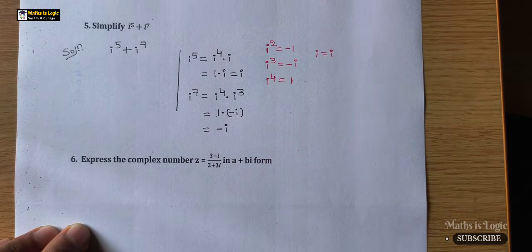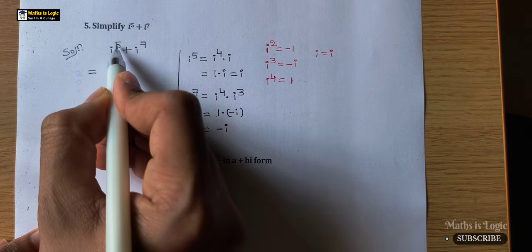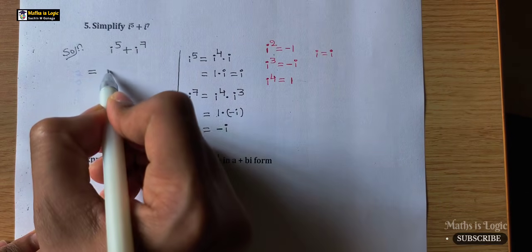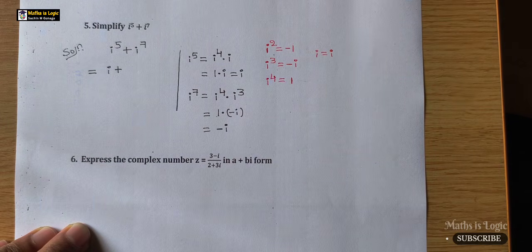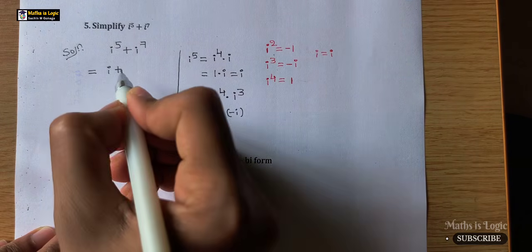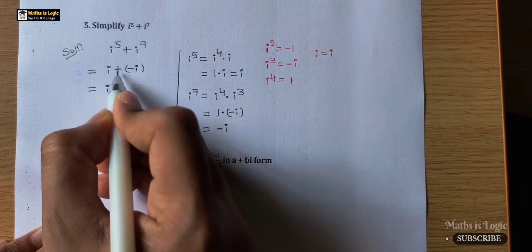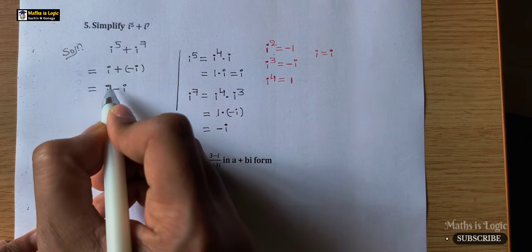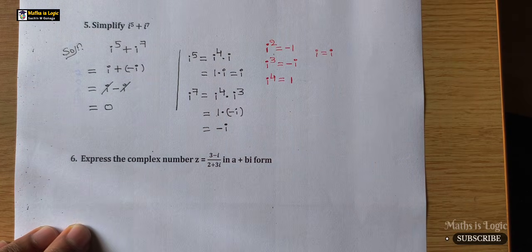We got the values. Now substitute: i to the power 5 is i, plus i to the power 7 is minus i. So it equals i plus into minus is minus, minus i. The i and minus i get cancelled. What is the final answer? 0.